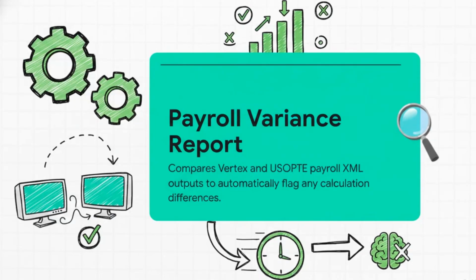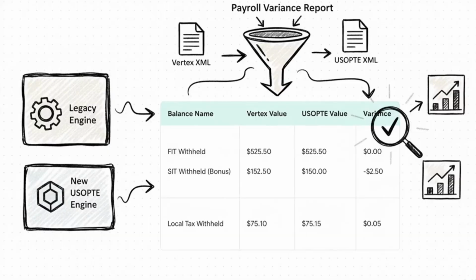So how do you validate all of this? Thankfully, it's not by manually comparing spreadsheets. Oracle has delivered a specific tool for this job called the Payroll Variance Report. It is designed to automate the entire comparison process, saving you a massive amount of time, and of course, preventing human error. The process itself is quite straightforward. First, you run a payroll using the legacy Vertex engine, and you generate the XML output. Then you run the exact same payroll using the new USOPTE engine and generate its XML output. You simply feed both of these files into the payroll variance report, and it produces a clear side-by-side analysis highlighting any differences that it finds.